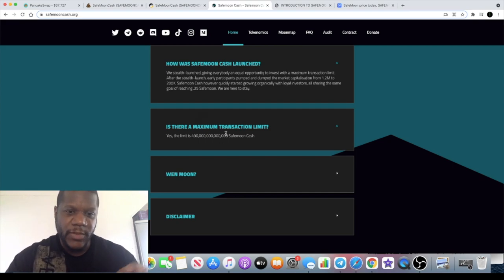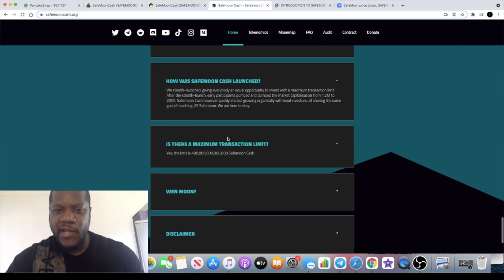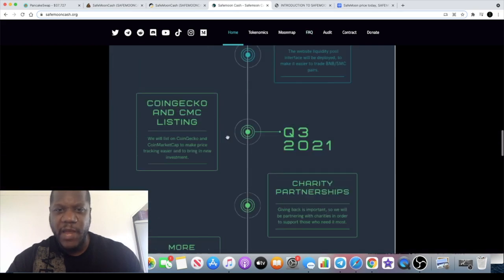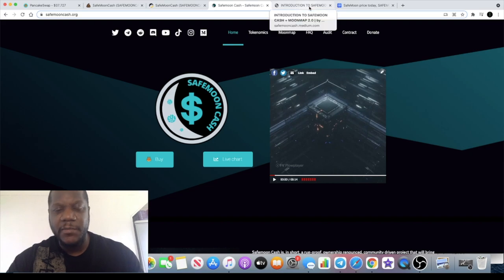There is a limit on the maximum transaction that you can buy on this token, which is 490 trillion. That's quite a lot. You can still pick yourself up a decent bag, but there is a limit per transaction. I believe if you're doing a single transaction, that's the most that you can buy at a time. I'm not sure how much that is, but just bear that in mind. You'll be able to pick yourself up a decent bag of this without any bother, to be honest.